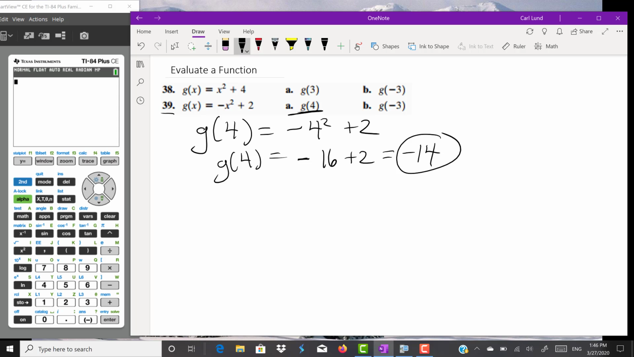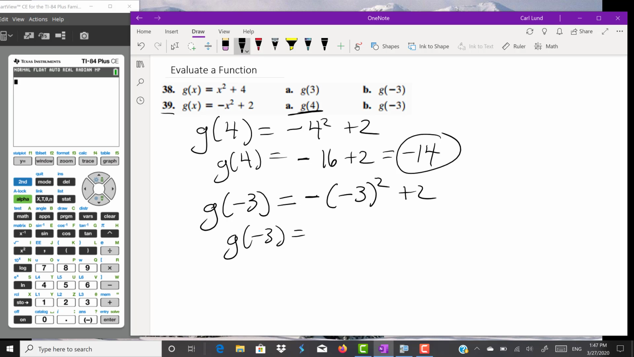And then we'll do g of negative 3, for number 39. So now I have minus negative 3 squared plus 2. Notice I have these two minuses, because I have a minus and then I have a minus here. So I have two negatives. Negative 3 squared is 9. The opposite of 9 is negative 9. Negative 9 plus 2 is negative 7.